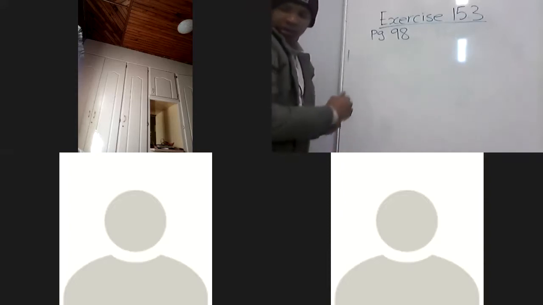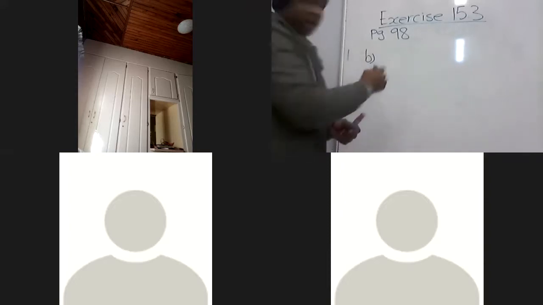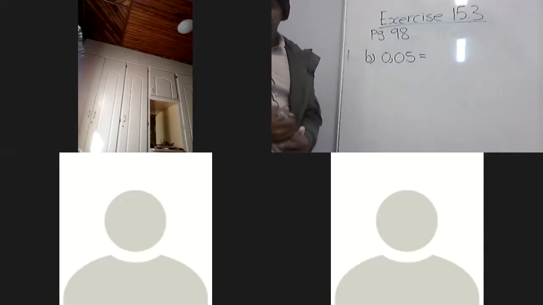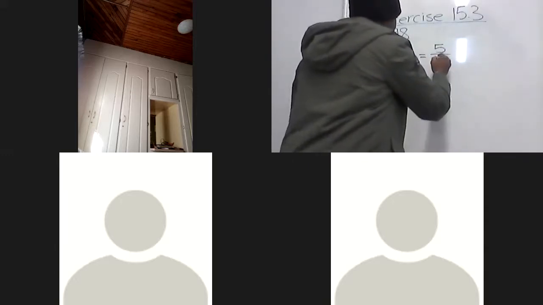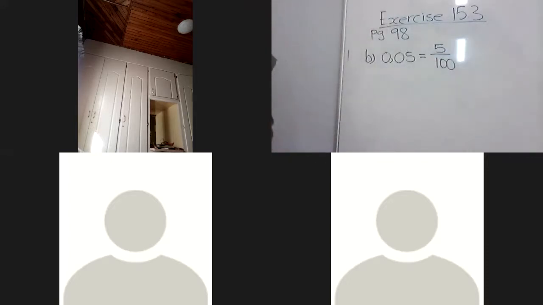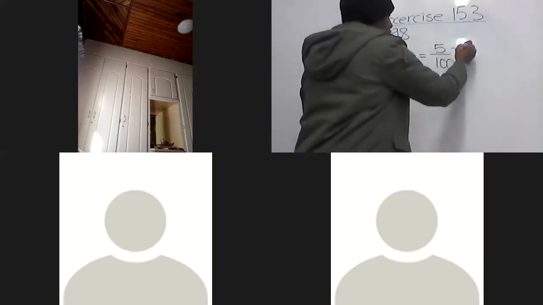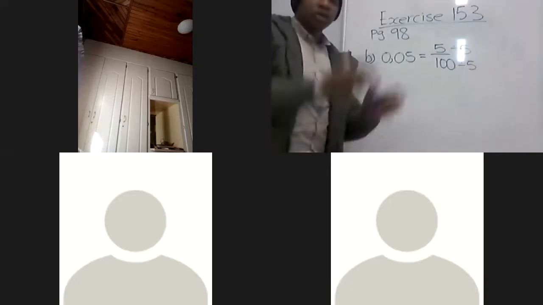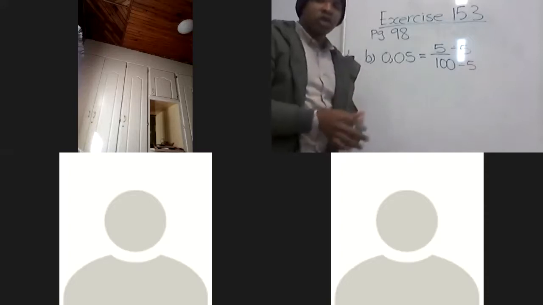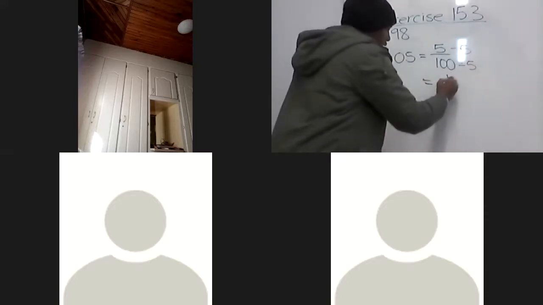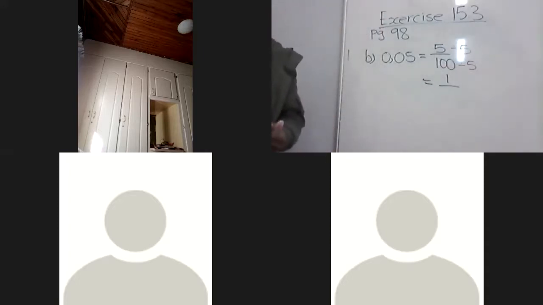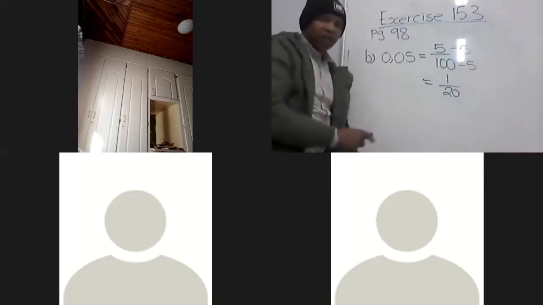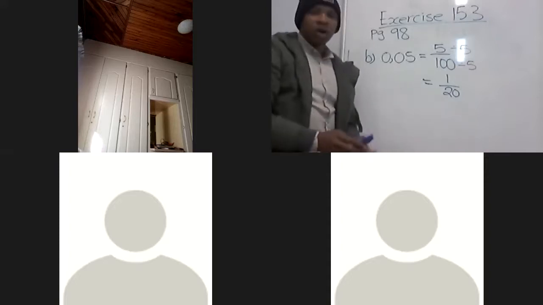Okay, B, we have 0.05. This will then equal 5 over 100. We're going to simplify the fraction, dividing by 5, dividing by 5. Remember that what you do to the denominator, you must also do to the numerator. 5 divided by 5 is 1, over 100 divided by 5 is 20. So 0.05 in its simplest fraction form is 1 over 20.